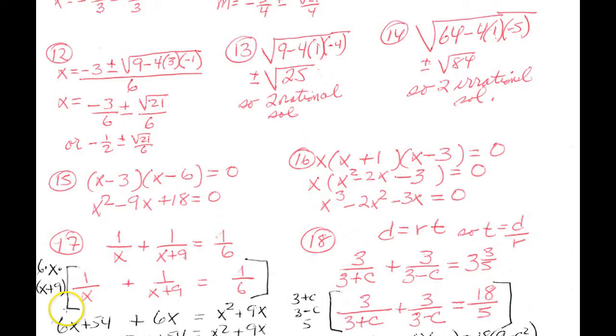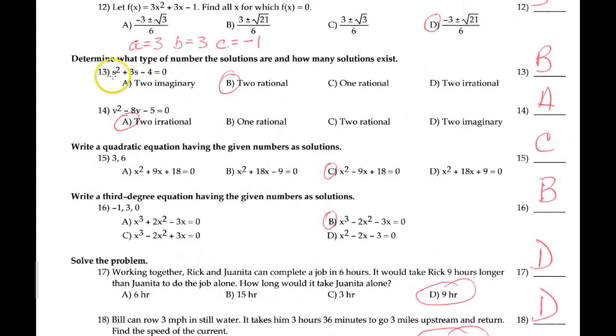Let's go back to look at what we've done. So here A was 1, B is 3, and C is negative 4. We put them under the radical sign to see what kind of results it would give us. Since it was a 25, we knew we would get 2 rational answers. Here, because this is the square root of 84, it's not a perfect square. You're going to get two irrational answers.